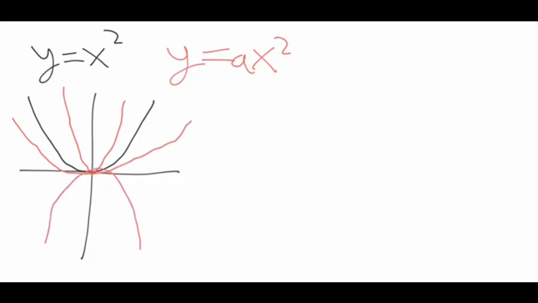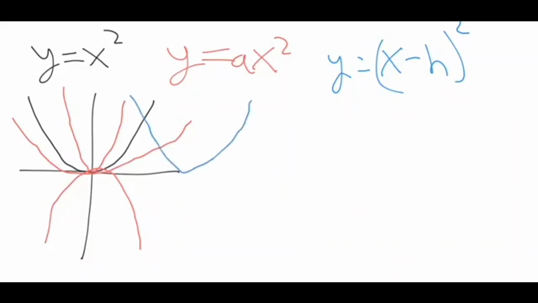Another transformation we can make is we can shift it by the x value. So that would be y equals (x minus h) squared. So if h is positive, this whole graph, looking at the y equals x squared graph, is going to move to the right. So it's going to look something like this. Again, that is if h is positive. If h is negative, it's going to move the other direction, and it's going to look something like that.